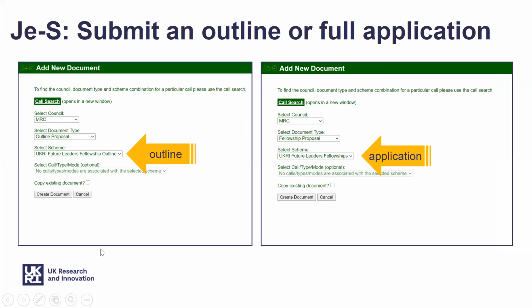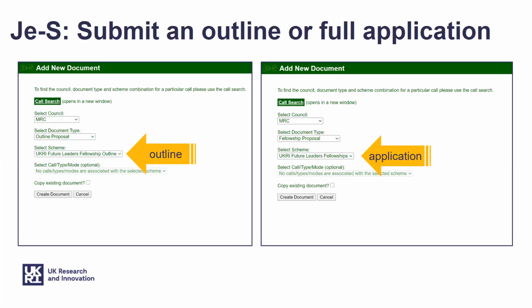And then this is how you actually create, once you've clicked on New Document, this is how you actually create your outline or your full application. So you'll need to fill in all of these boxes exactly as shown here. In the first box at the top, select Council, you will need to select MRC or Medical Research Council.